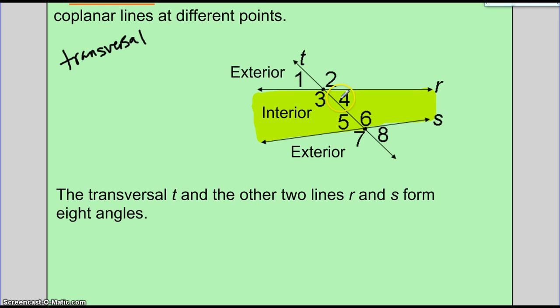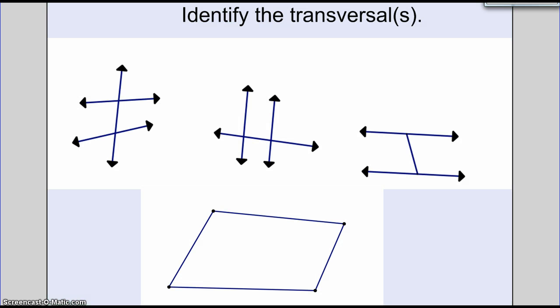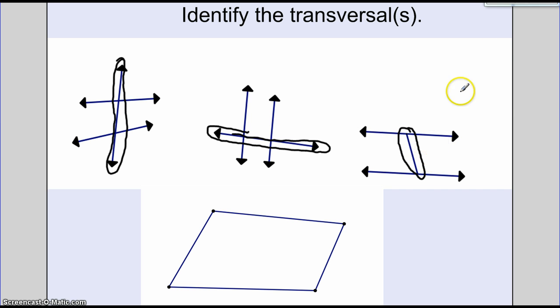Notice that the yellow here is the interior, which means it's inside these two lines. That's going to be very important when we move on to the next slide. Outside of these two lines is called the exterior. So when I identify the transversals here, I have two lines and I have one that is crossing it. Here I have two lines and one that is crossing it. Here I have two lines and one that is crossing it. Okay?